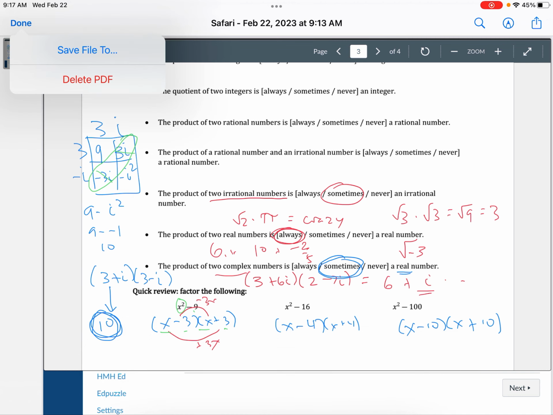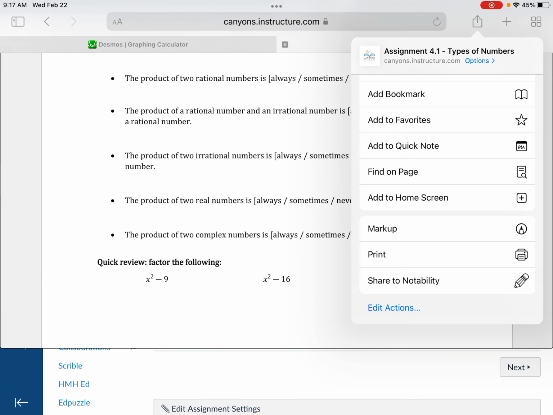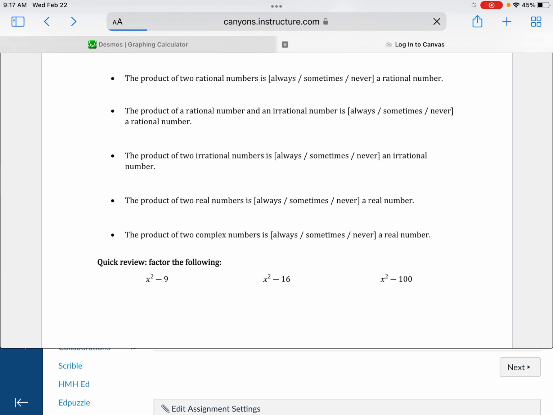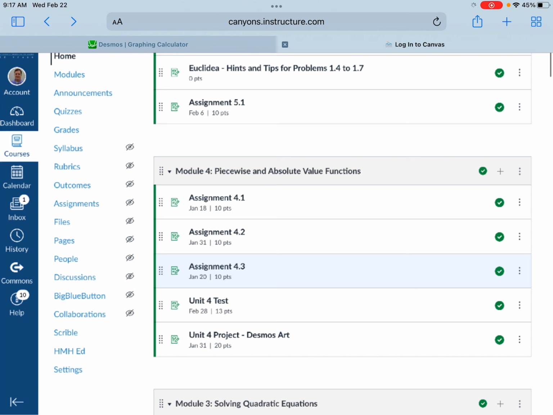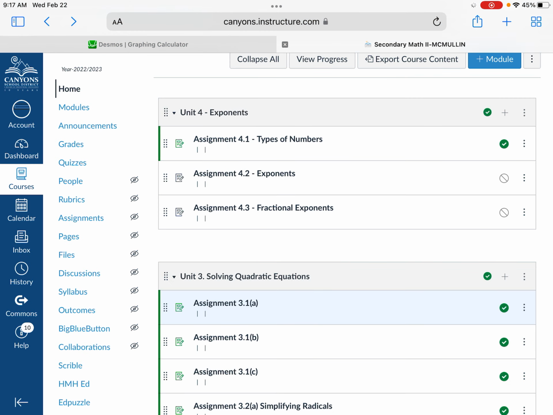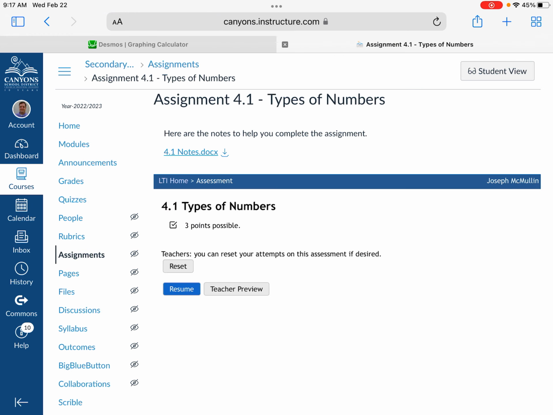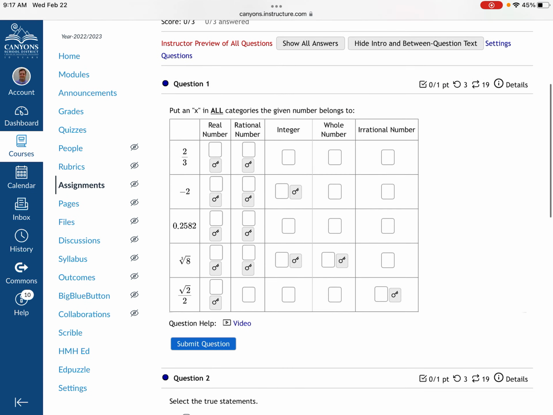Okay, so homework for today, guys, is this. Maybe this is being slow. Okay, right here. So homework for tonight is this thing right here, assignment 4.1, types of numbers. And you're going to go down here, and there's only 3 questions. It's pretty easy. So you're going to take this one, 2/3. Is 2/3 real, rational, integer, whole number, irrational? And yeah, so go ahead and work through those.